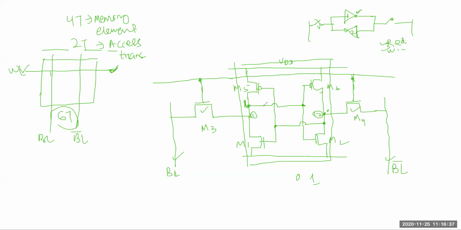Similarly, I'm giving a 1-bit memory. It's only 1 bit that it will store. So you will read that 1 bit. How will you read? This is a memory element. You will read through this transistor. This is the bit line and this is the bit line bar.